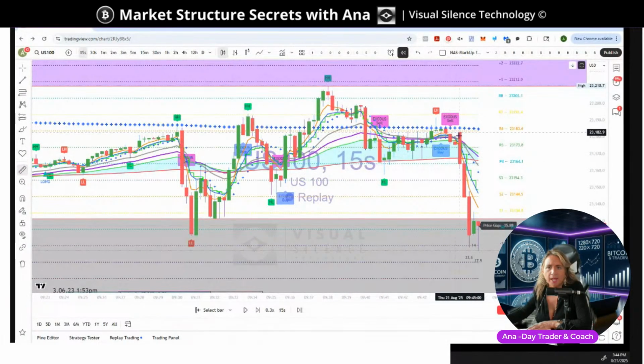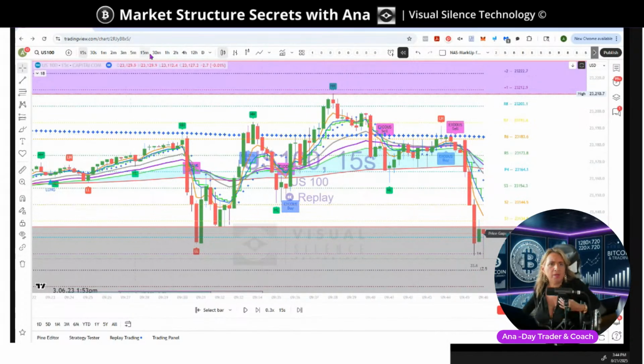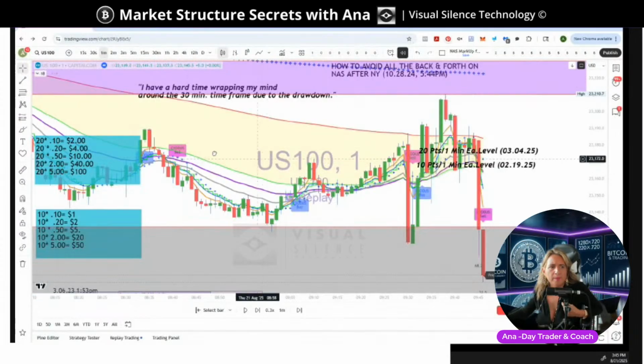Some accounts we can't run it. We can't trade news. That was a 63-point move. Let's see what that looked like on the 1 minute. I can hear some of you guys being like, "Well, what did that look like on the 1 minute?" Let's see what it looks like on the 1 minute.